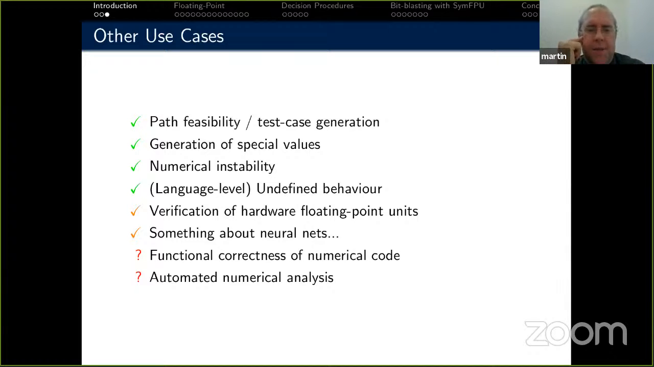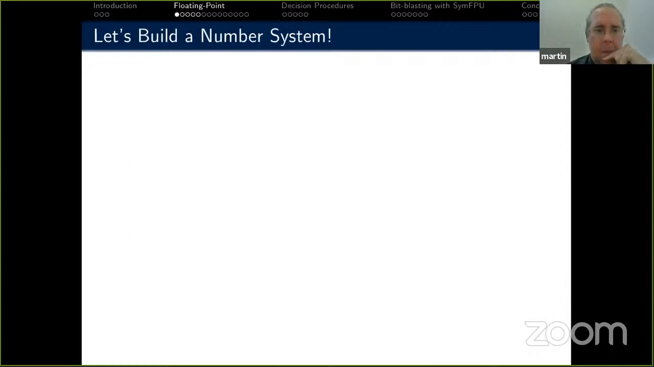Something about neural nets. I'm not going to say something about neural nets, but Guy will tomorrow. Go ask him. He knows way more about this than I do. Things that we would love to be able to do one day: functional correctness in numerical code and automate numerical analysis. That would be amazing. We're not there yet, but maybe one day.